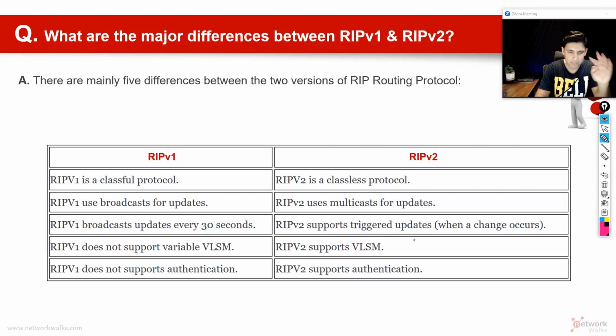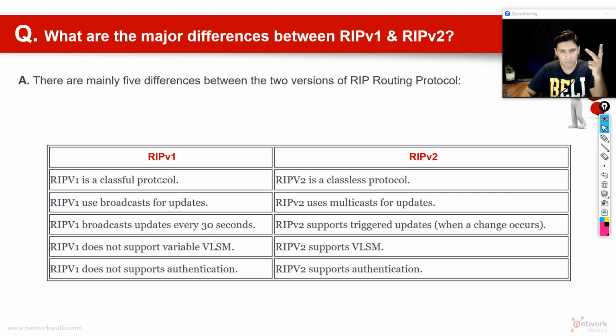The fourth difference is that RIP 1 does not support VLSM, while RIP version 2 supports variable length subnet mask, which I just explained to you guys. Then RIP version 1 does not support authentication, which means there is no security mechanism in RIP version 1, while RIP version 2 has authentication support. So either we can do plain text or we can go with MD5 type of authentication. So these are 5 major differences between the two versions of the RIP routing protocol.